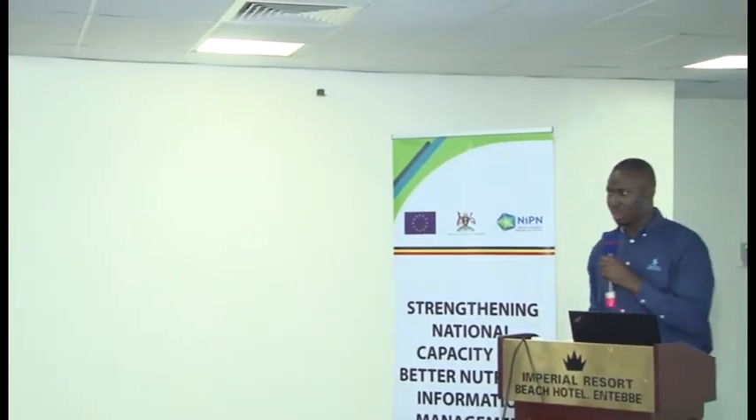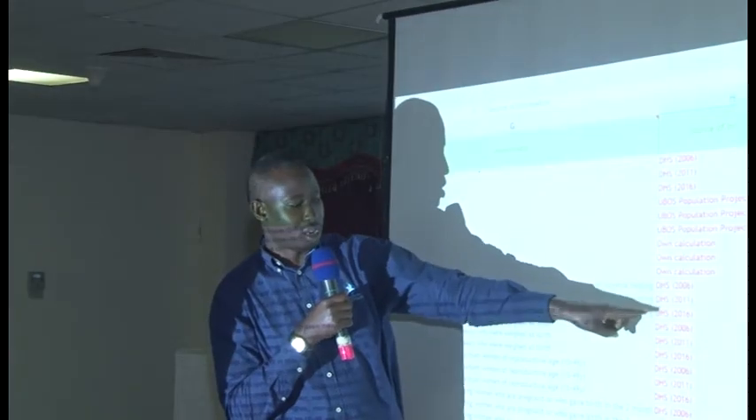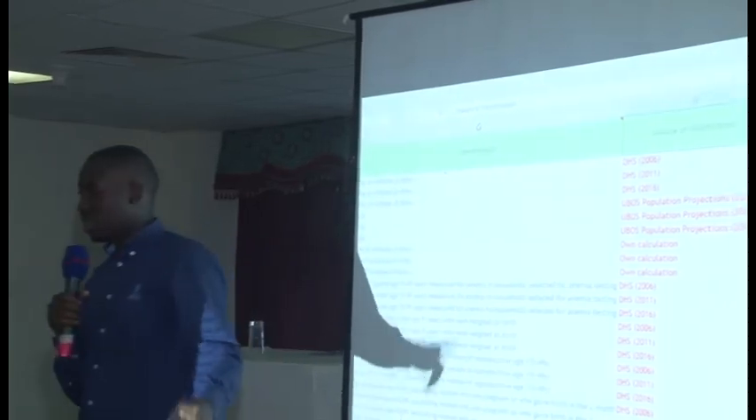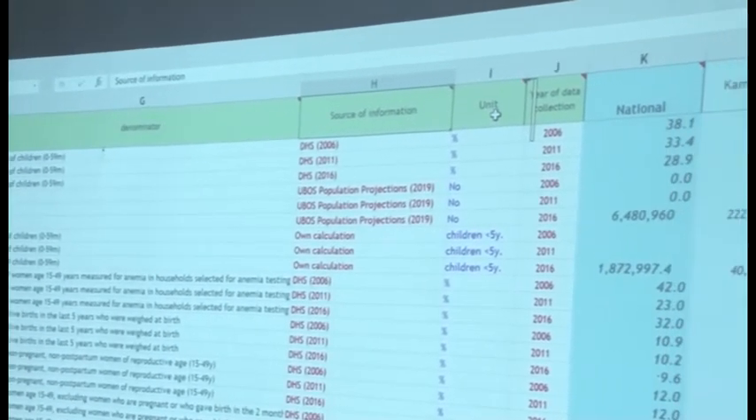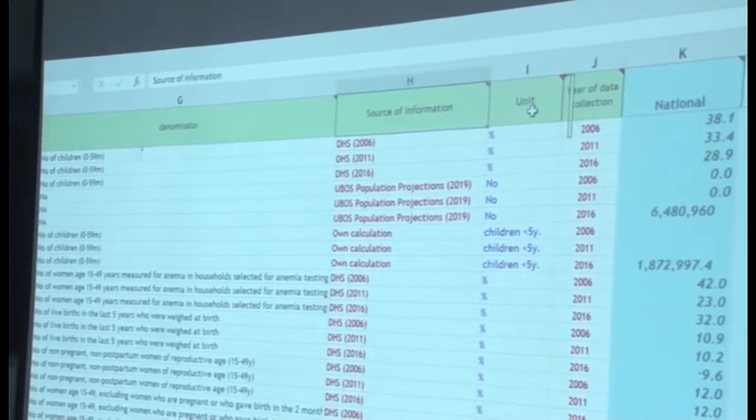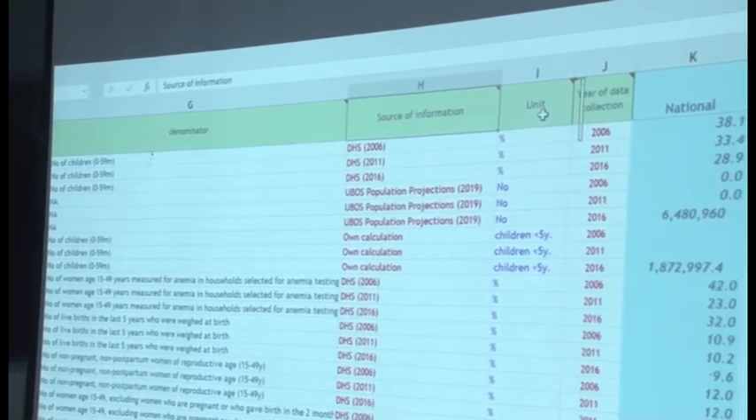And then the next line is showing the sources of information. Where do we get the data? So far you can see that most of our data are coming from DHS and UBOS population projections. There is also some level of own calculation. Then again you'll see DHS, and down there, I think you'll see UNHS. So we have not exhausted most of our data sources to be able to generate the indicators.